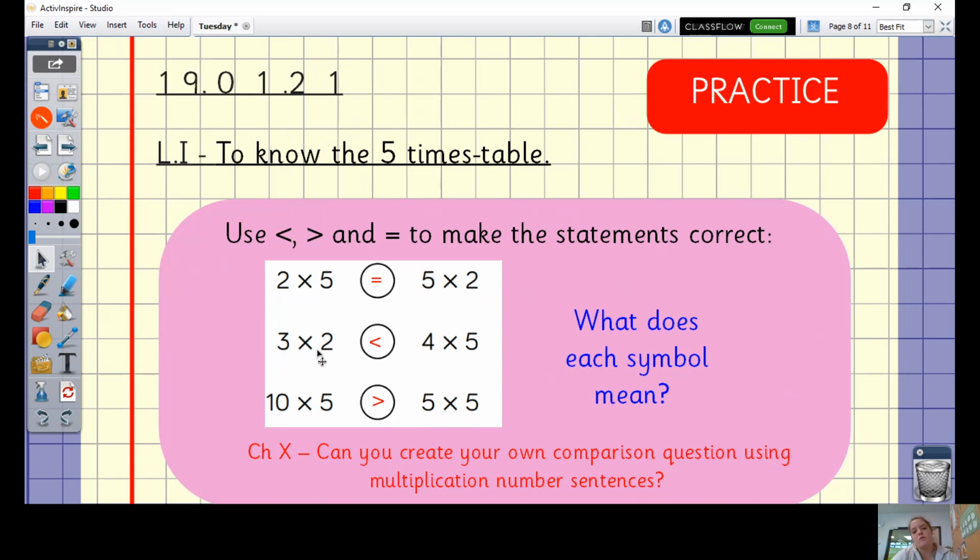Now this one here, 3 multiplied by 2, 4 multiplied by 5, 4 multiplied by 5 would be greater because it equals 20, whereas 3 multiplied by 2 only equals 6. Now looking here, 10 multiplied by 5 would be greater because 10 groups of 5 is greater than 5 groups of 5. Okay. Well done, and well done if you managed to create your own comparison question.